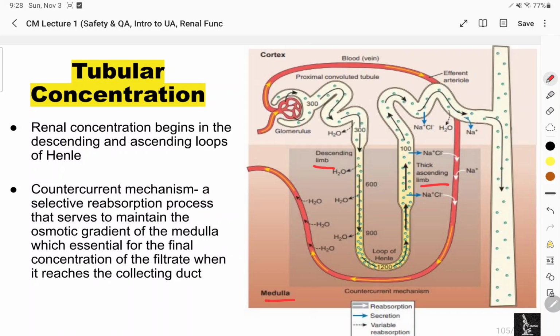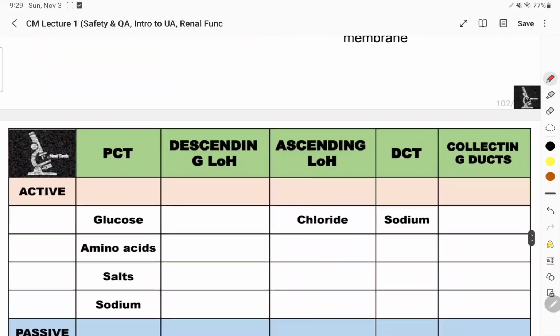sa ato nga medulla. Okay? So what will happen is the water, di ba? Kung mabalik ta diri sa table, di ba?